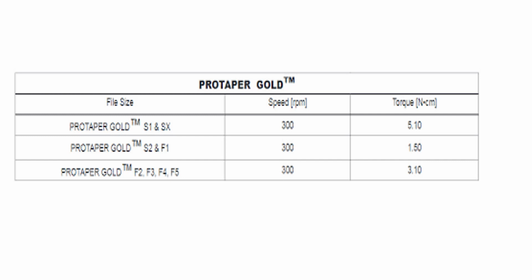So the manufacturer has recommended some speed and torque which you should always use while using these types of files. If you're using ProTaper Gold S1 and SX, then your speed with all these instruments should be 300 rpm with every file. That means SX, S1, S2, F1, F2, F3, F4 and F5. The speed is constant at 300 rpm, while torque is 5.10 for SX and S1, 1.50 for S2 and F1, and 3.10 for F2, F3, F4 and F5.